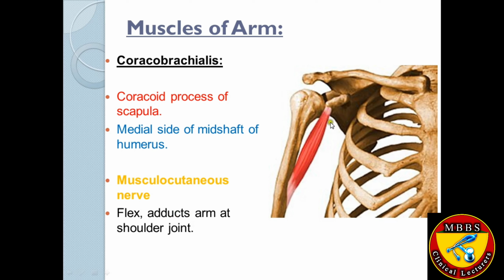All the muscles of the anterior compartment of the arm are supplied by the musculocutaneous nerve. So we will revise the muscles. Its name is coracobrachialis. It originates from the coracoid process. It is inserted into the mid shaft of the medial side of the humerus. It is innervated by the musculocutaneous nerve, and when it contracts, it leads to flexion and adduction at the shoulder joint.